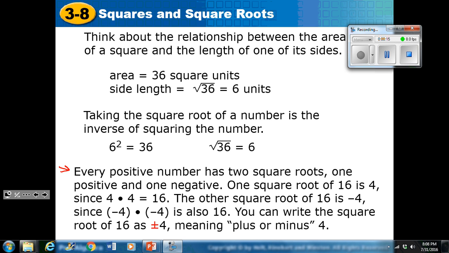One square root of 16 is 4, since 4 times 4 equals 16. So that's what the square root is, okay? Square root of 16 is 4, because 4 times 4 equals 16. But it has another square root, which is negative 4, because if you think about it, negative 4 times negative 4 also equals 16. So negative 4 is another square root of 16. So if you are asked, what are the square roots of 16? Your answer is written like this, and you say plus or minus 4 for the answer.